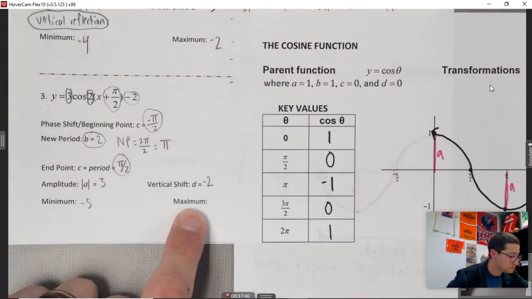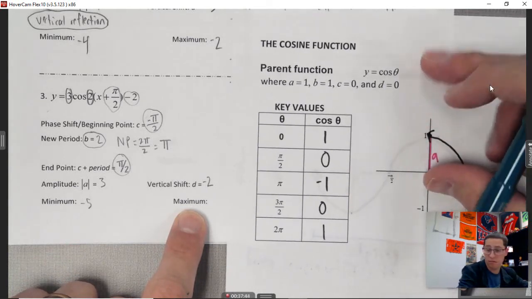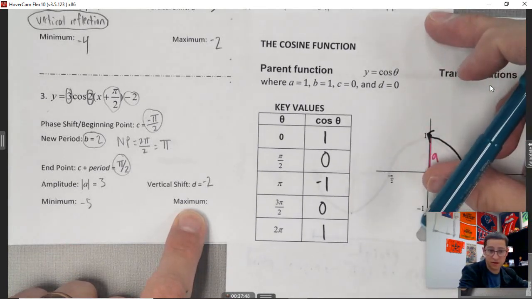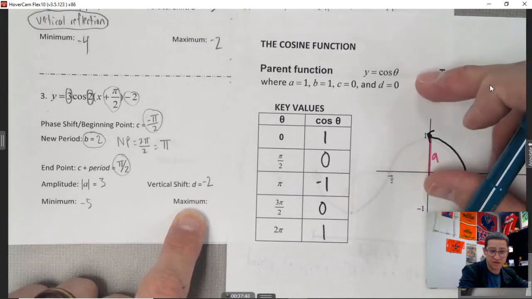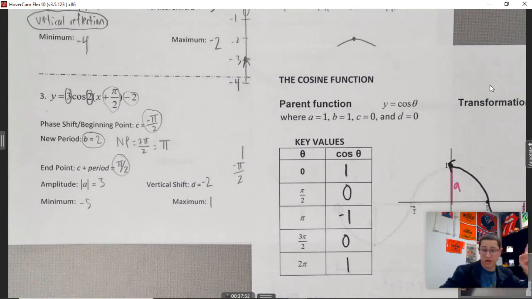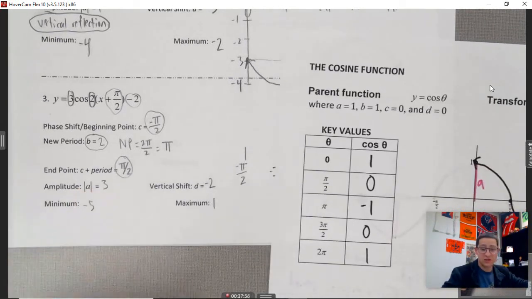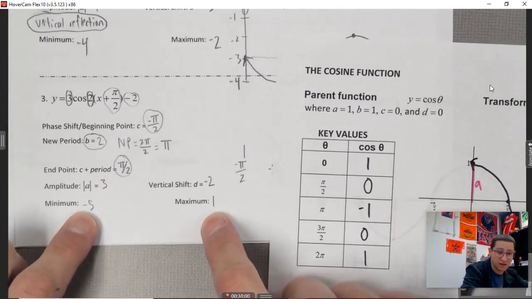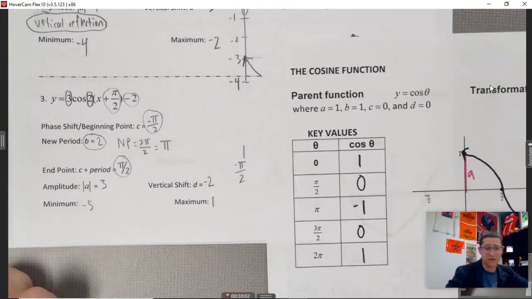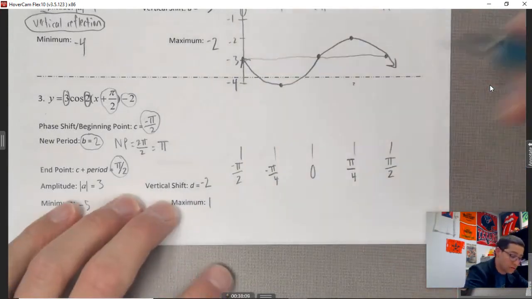Your maximum, okay? Your maximum is going to be, let's see, we've multiplied by 3, okay? But then shifted down 2, so it's going to be 1. Now, to double check, right, the amplitude is 3, so the difference between your minimum and maximum should be 6, and that is the case here. Okay, and then your baseline, remember your baseline is going to be that vertical shift there. Okay, so here we go.